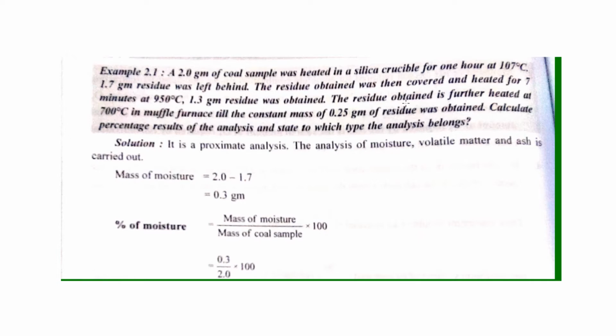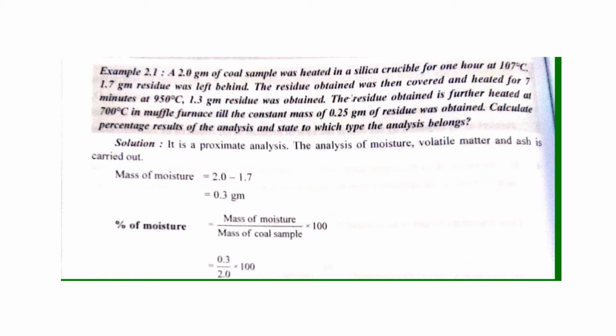And when we heat the crucible further, with the lid open, at 700 degrees centigrade, then all this fuel will burn and it will form ash content.